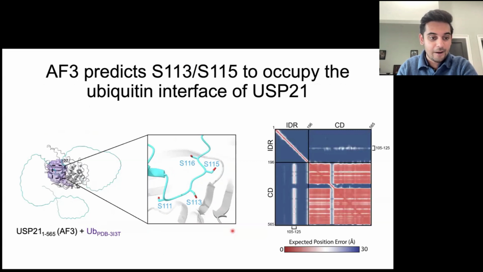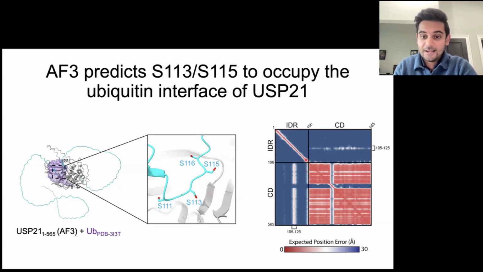If you look at the AlphaFold model of full-length USP21, and in cyan I'm coloring the IDR region, you can see that, to no surprise, it's complete spaghetti, as you would expect. But you will see that a part of this IDR actually folds in onto the catalytic domain and occupies the ubiquitin binding interface, which I'm showing you in purple. And you will see that the serine residues that get phosphorylated are what make this interaction interface between the IDR and the catalytic domain of USP21, particularly serine 113 and 115, which stick themselves in on the ubiquitin binding interface.